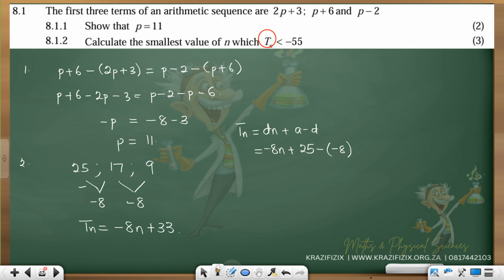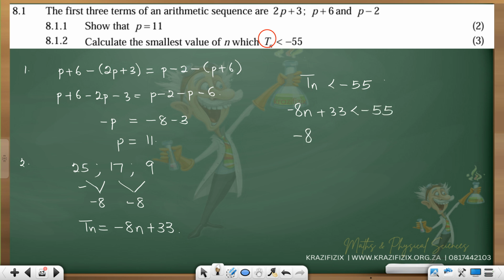Okay, great. All right. Now, the examiner says that Tn should be less than negative 55. So negative 8n plus 33. Okay. Now let's solve this together. Negative 55 minus 33, negative 88. What do we do? We divide by negative 8. And once I divide by a negative, you know the drill. N. All right, but look at the question.